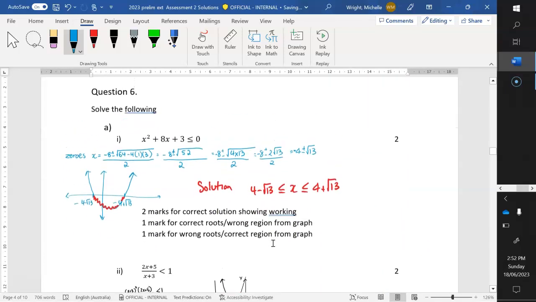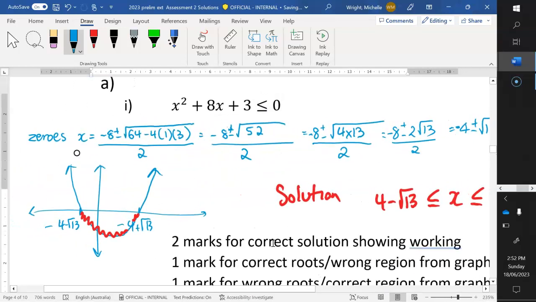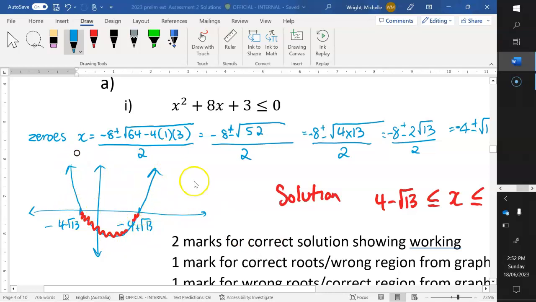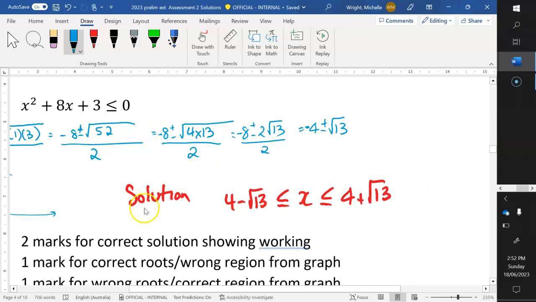Oops, there we are. That's what my parabola basically looks like. So it's a positive parabola. They're my zeros. And it's asking me where it's less than or equal to 0. Where my function is less than or equal to 0 is below the x-axis. So I want between these two values. So my solution is the value over here in red, and there should be a minus there and a minus there. So minus 4 minus root 13 is less than or equal to x, which is less than or equal to minus 4 plus root 13. This is a stock standard question.